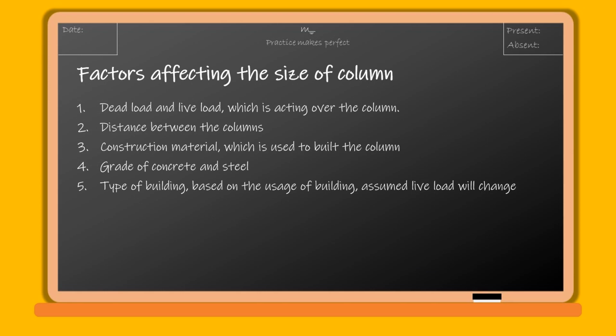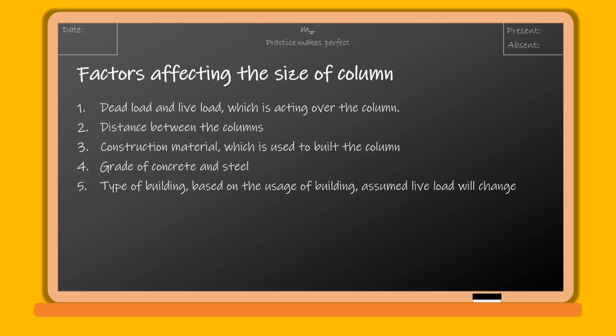Dead load and live load act over the column. Live load is the load which is transferred from the slab or roof and beam to the column. The intensity of the load differs with usage and type of building. Dead load is the self-weight of the column, and it will change based on its physical property.